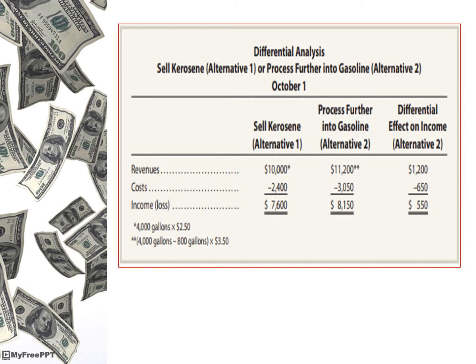As shown in this table, differential analysis dated October 1 for whether to sell kerosene as alternative 1 or process it further into gasoline as alternative 2. As shown in the third column, under differential effect on income, there is additional income of $550 per batch from further processing the kerosene into gasoline. Therefore, the decision should be to process the kerosene further into gasoline.